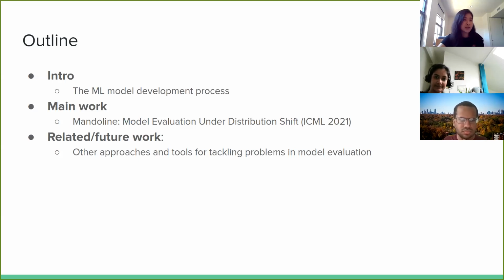For an outline of what I'll be talking about, I'll first present this high-level framework about the ML model development process. You've heard it called different things like the model lifecycle. And this lays out what the key steps and challenges in model evaluation are. Then I'll talk about our main work, which is Mandoline, our ICML paper, and this focuses on how to evaluate model performance under distribution shift. And finally, I'll touch upon some connections to the work of my collaborators that are also focused on other relevant questions in model evaluation.